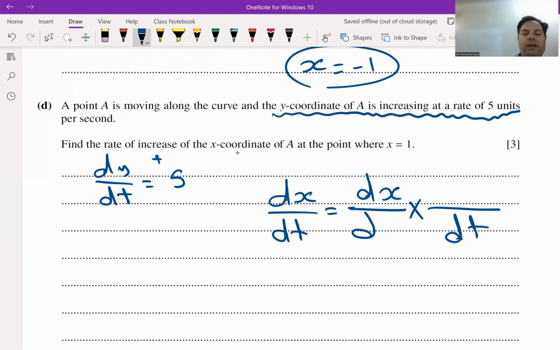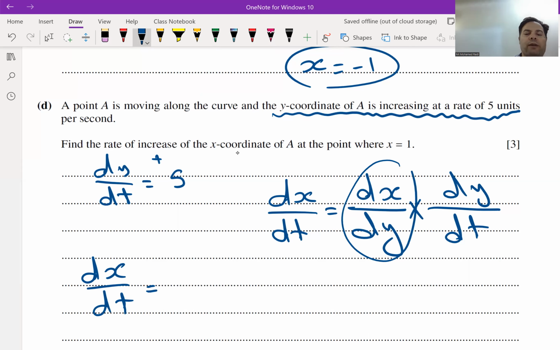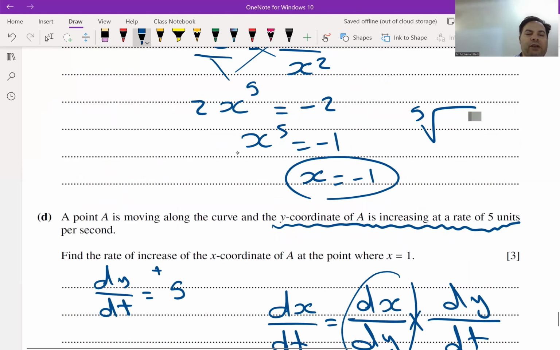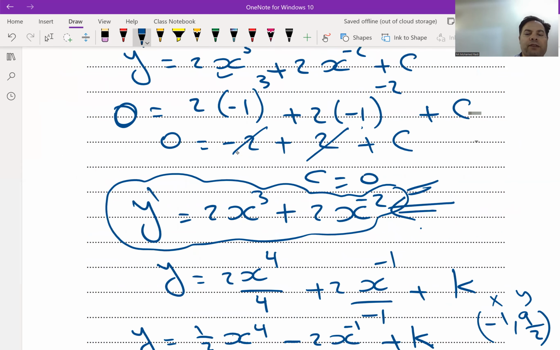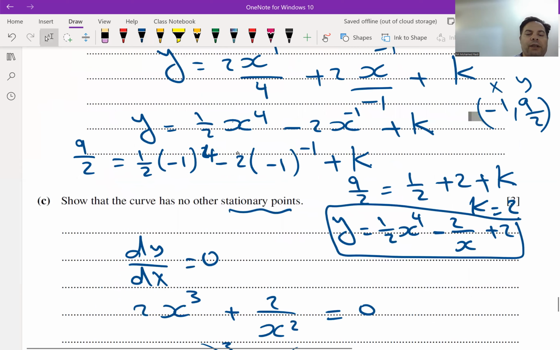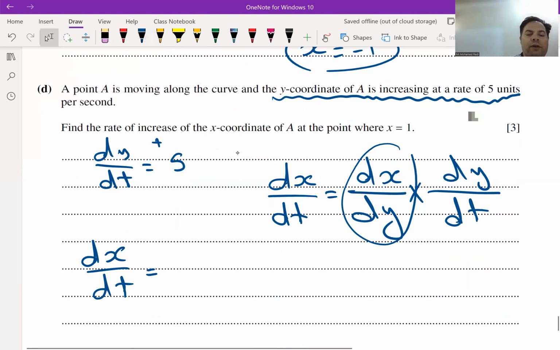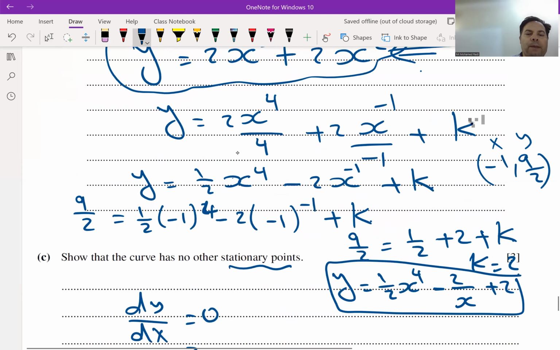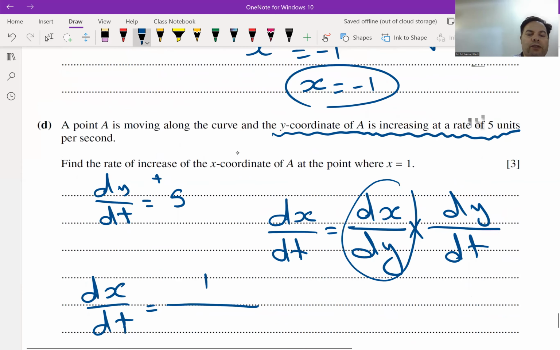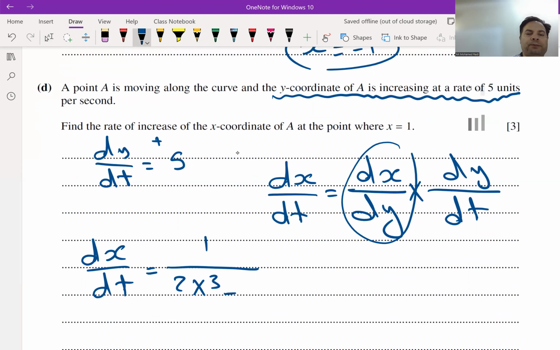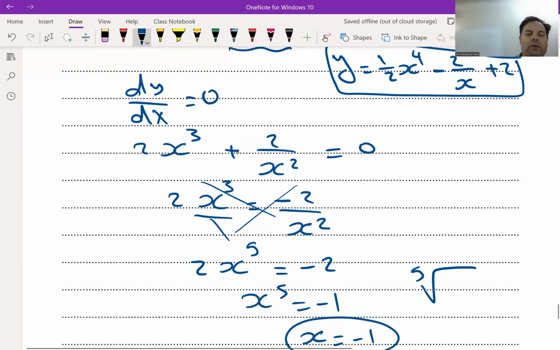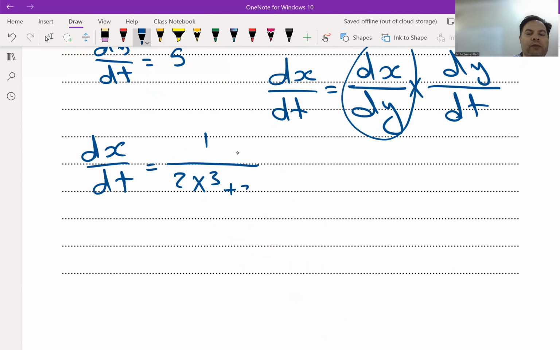So the variable in between is y. dx by dt is equal to dx by dy times dy by dt. We already have dy by dx, so we take the reciprocal. Just write 1 over 2x cubed plus 2x to the power of negative 2. This is dx by dy.